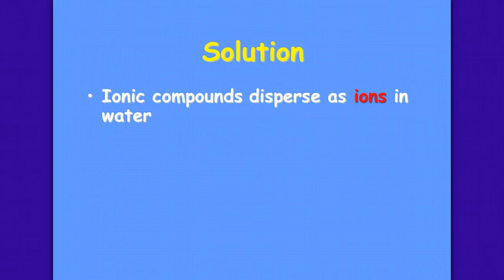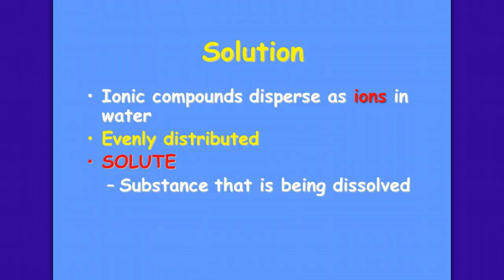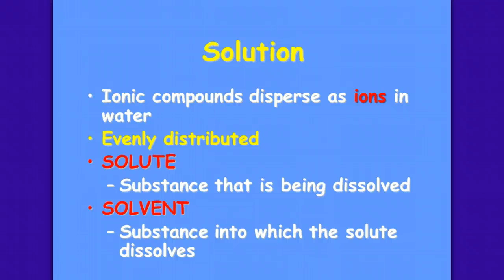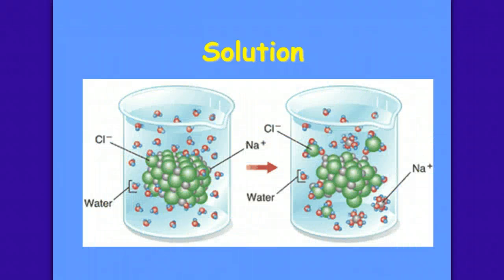Now the solution itself is when ionic compounds disperse as ions in water. They typically become evenly distributed within the water. A solute is the substance that's being dissolved. The solvent is the substance into which the solute is dissolved. So one example is when we take salt and put it into water. Salt is NaCl, sodium chloride.